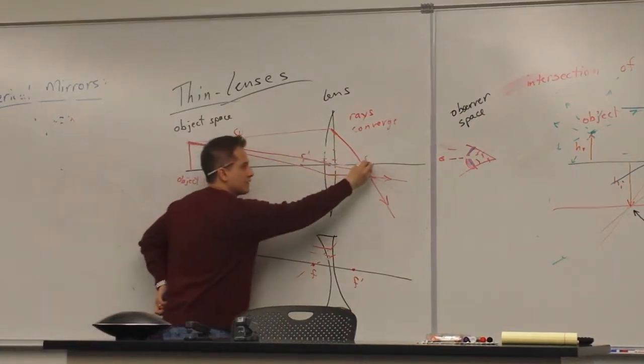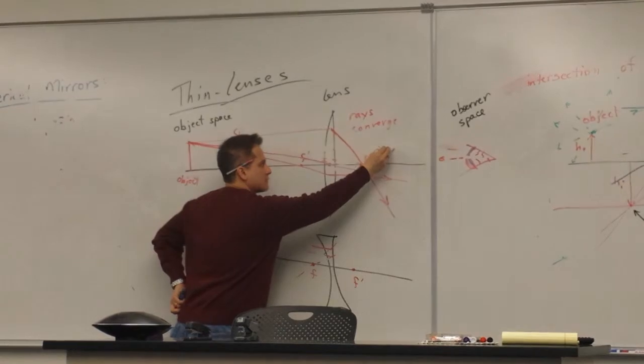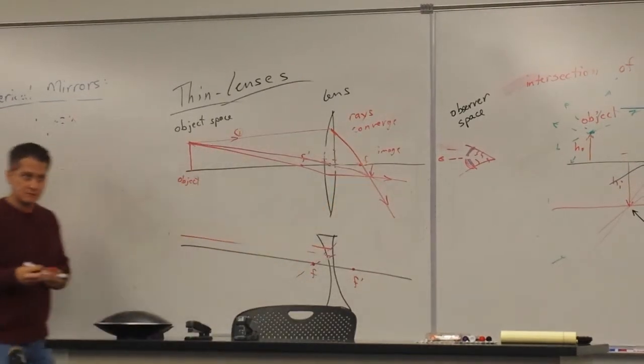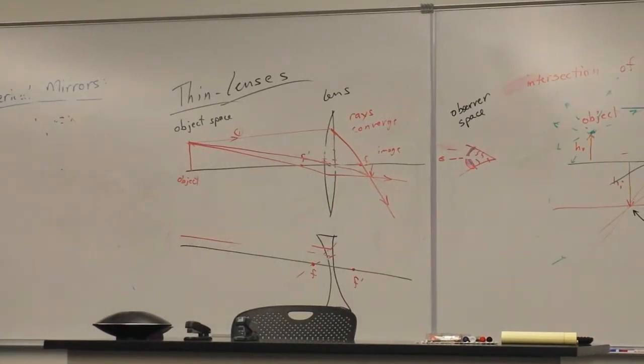So again, you do get a convergence. Over here is where your image is formed. To calculate where an image is, you use the same image formation relationship.